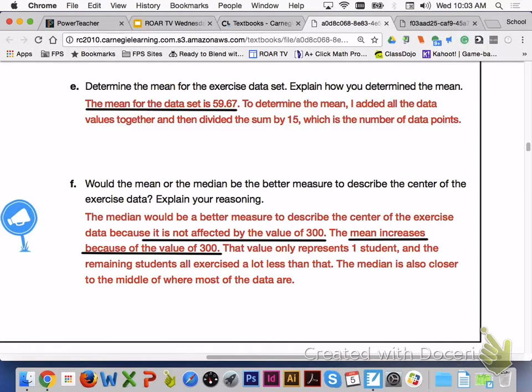And for letter F, the median would be a better measure to describe the center of the exercise data because it is not affected by the value of 300. The mean increases because of the value of 300. That value is only representing one student, and the remaining students all exercised a lot less than that. The median is also closer to the middle of where most of the data are.